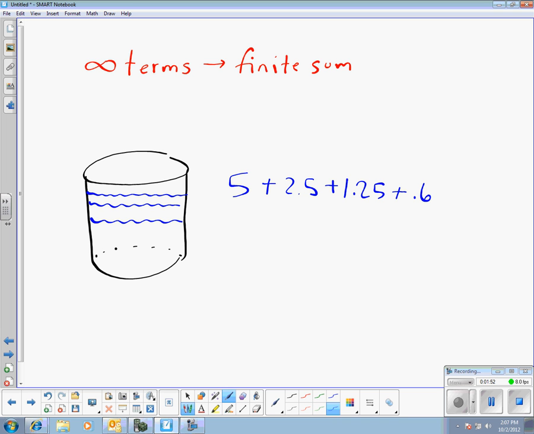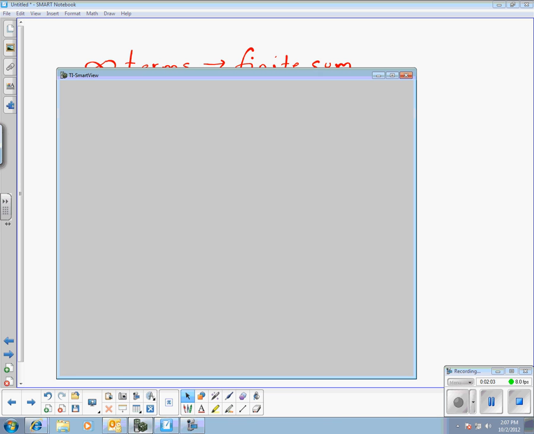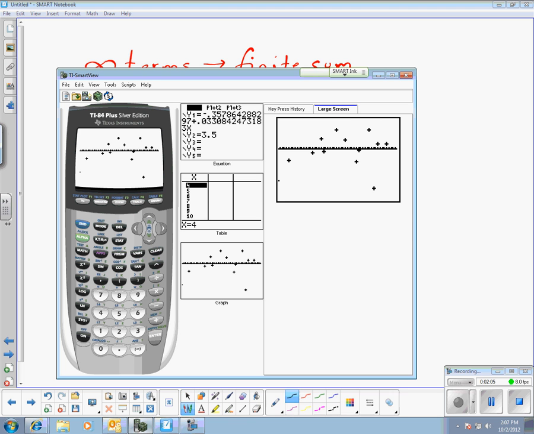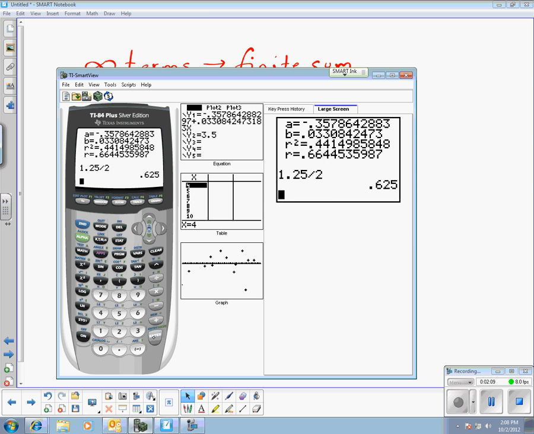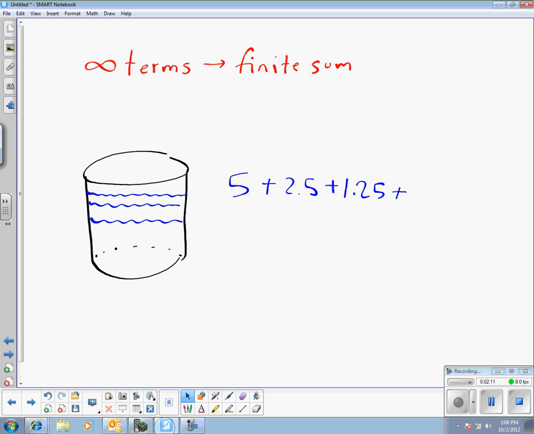0.6. I don't know what half of 1.25 is. Let me go to the calculator. I'm embarrassed right now. Half of 1.25 is 0.625. I knew that. It was just a test.